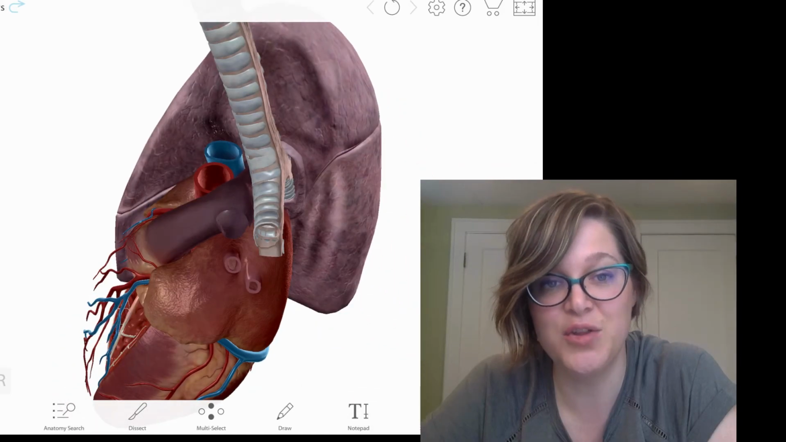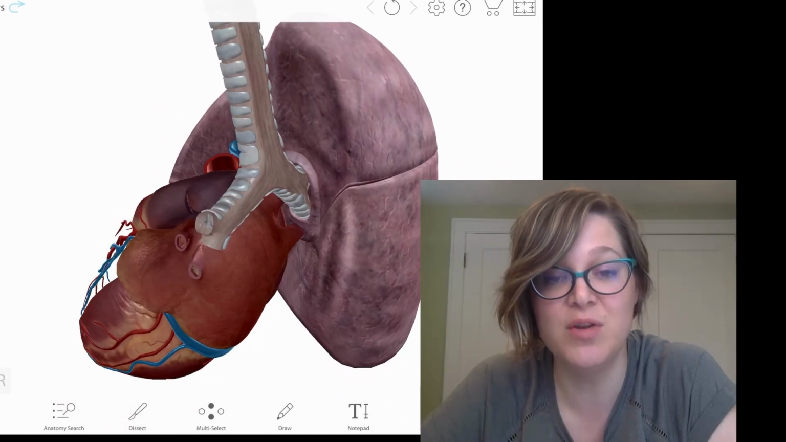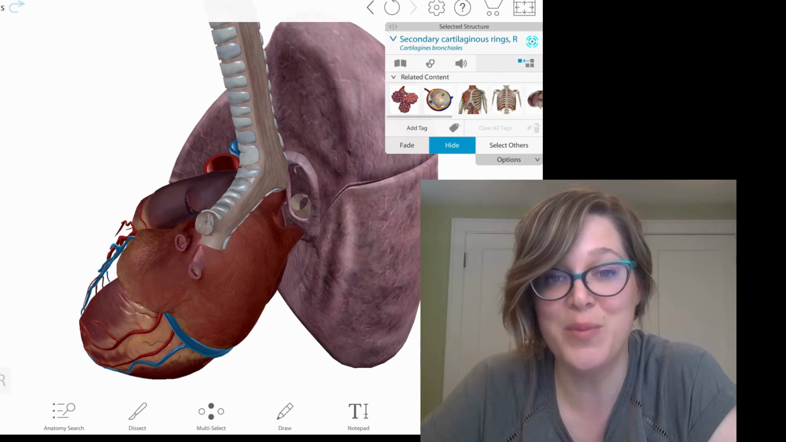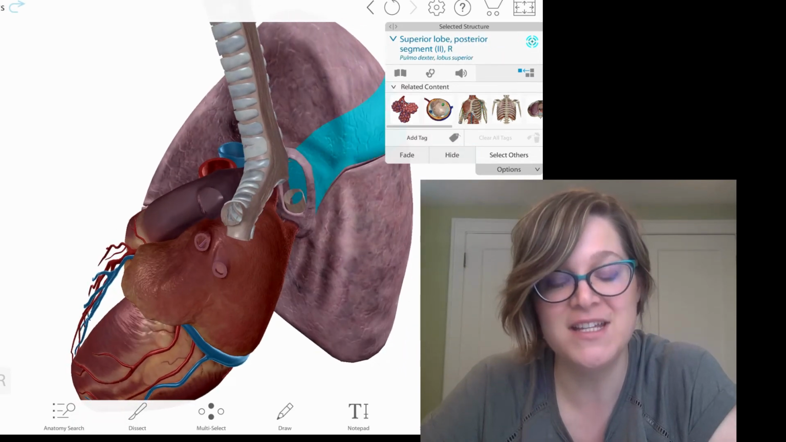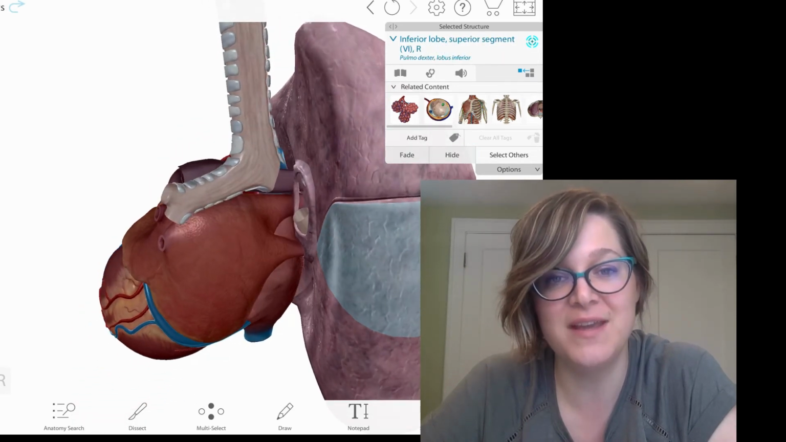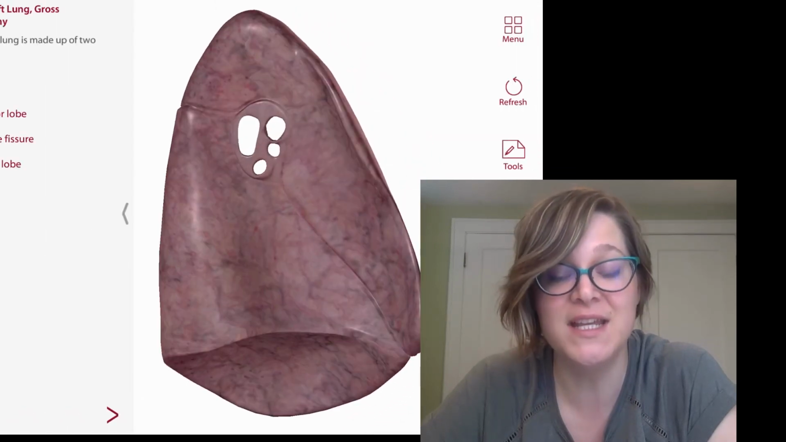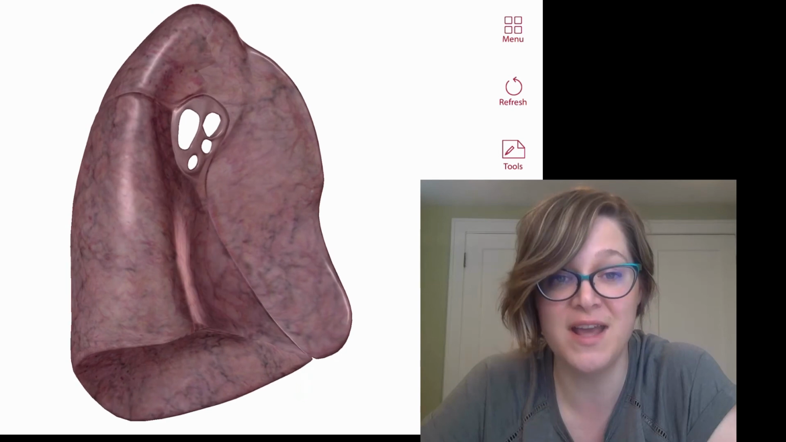Let's take a minute and look at the gross anatomy of the lung. If you look at the lung, there's an area called the hilum, which is the root. This is where the pulmonary artery is going to be going into the lung, and the pulmonary veins are going to be coming out. In addition, it is where the bronchi enter the lungs.